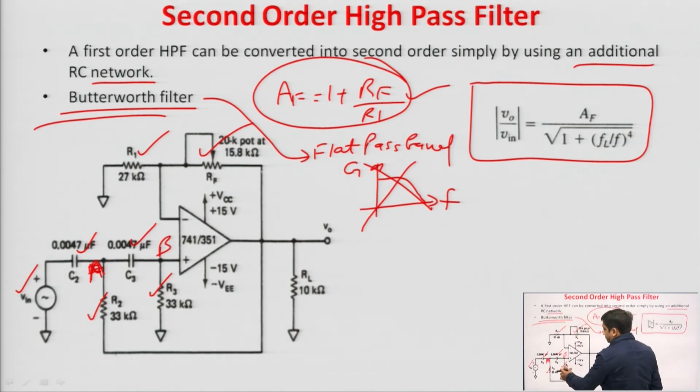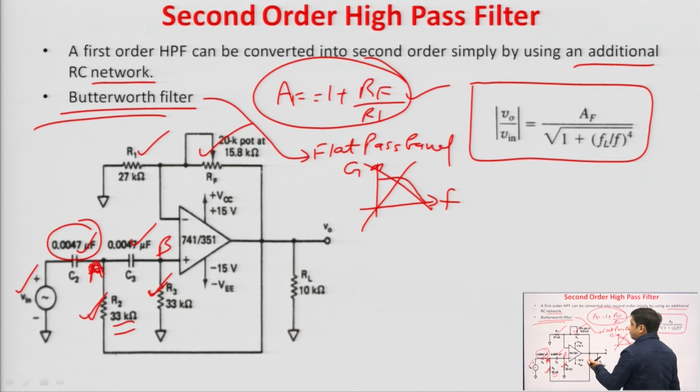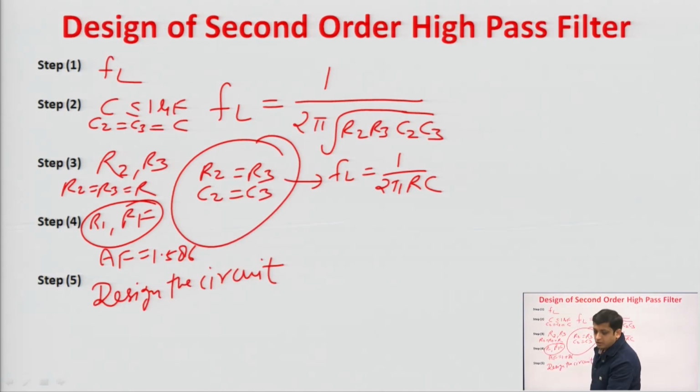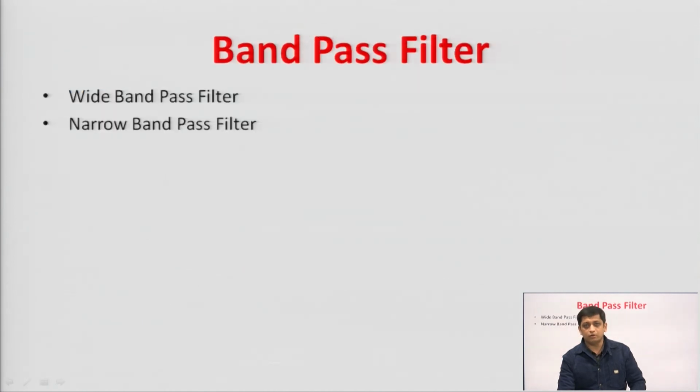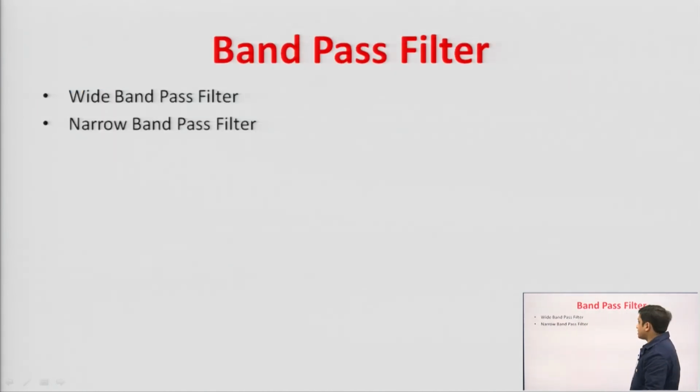So, if we are taking C2 equal to C3 equal to C, that is 0.0047 microfarad, then R2 and R3 will be equal to 33 kilo ohm, fine. And similarly, when we take the value of R1 as 27 kilo ohm and AF equal to 1.586, then we get the value of RF, that is 15.8 kilo ohm. For that we will be using a potentiometer. Fine. So, the steps are the same for the second order high pass filter as in second order low pass filter. So, the next is the band pass filter.